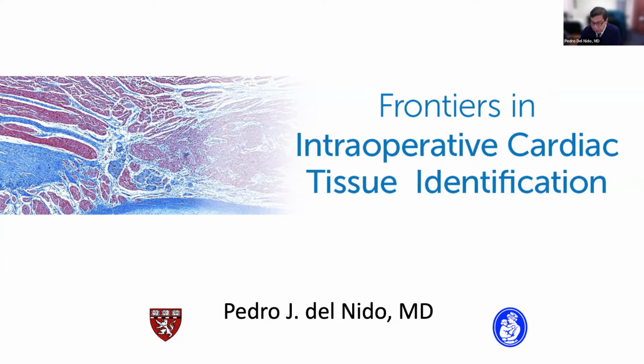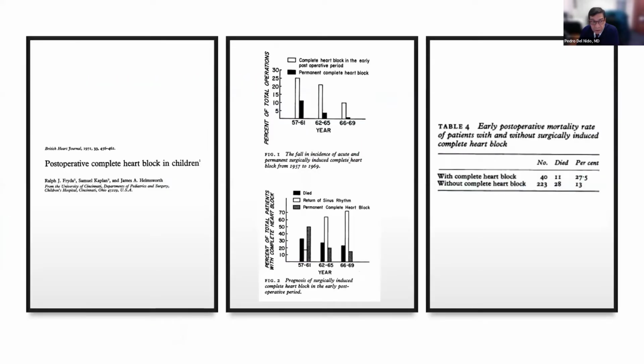So as an introduction, I'd like to maybe just walk through how cardiac surgeons have approached this problem of identifying conduction tissue in the cardiac tissue, and how the field has evolved. So this is one of the very, very early papers looking at the complications of heart block in children. This was from 1971, British Heart Journal, and doctors Frieda, Kaplan, and Helmsworth kind of defined the problem.